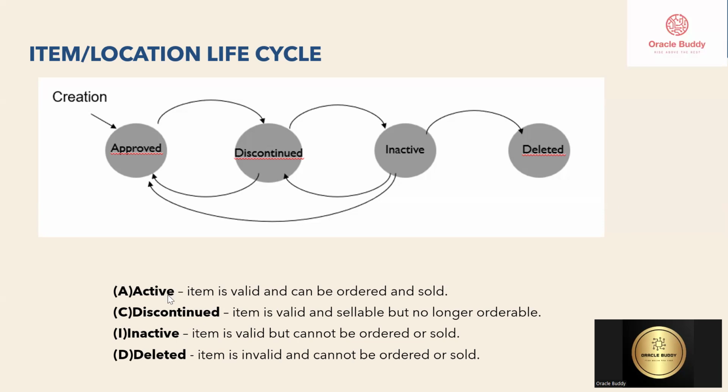When the item location is active, the item is valid and can be ordered and sold. Discontinued: the item is valid and sellable but no longer orderable. Inactive: the item is valid but cannot be ordered or sold. Deleted: the item is invalid and cannot be ordered or sold.